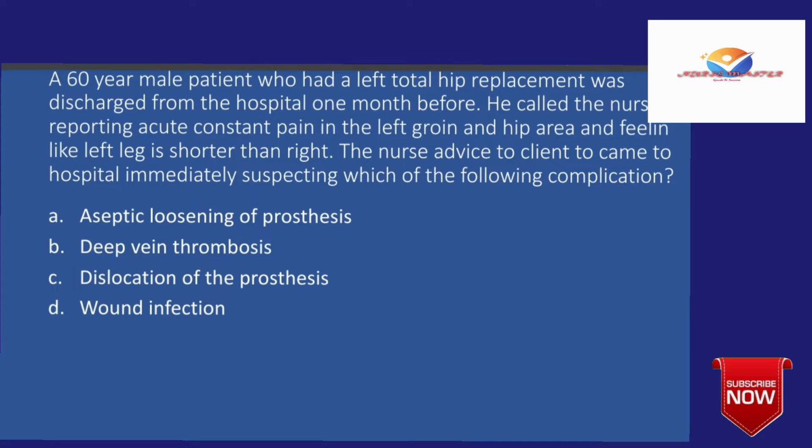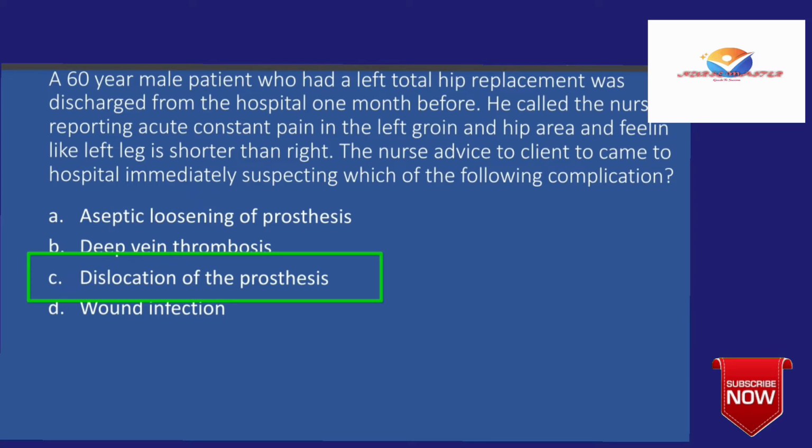Option A, aseptic loosening of the prosthesis. Option B, deep vein thrombosis. Option C, dislocation of prosthesis. Option D, wound infection. The correct answer is option C, dislocation of the prosthesis.